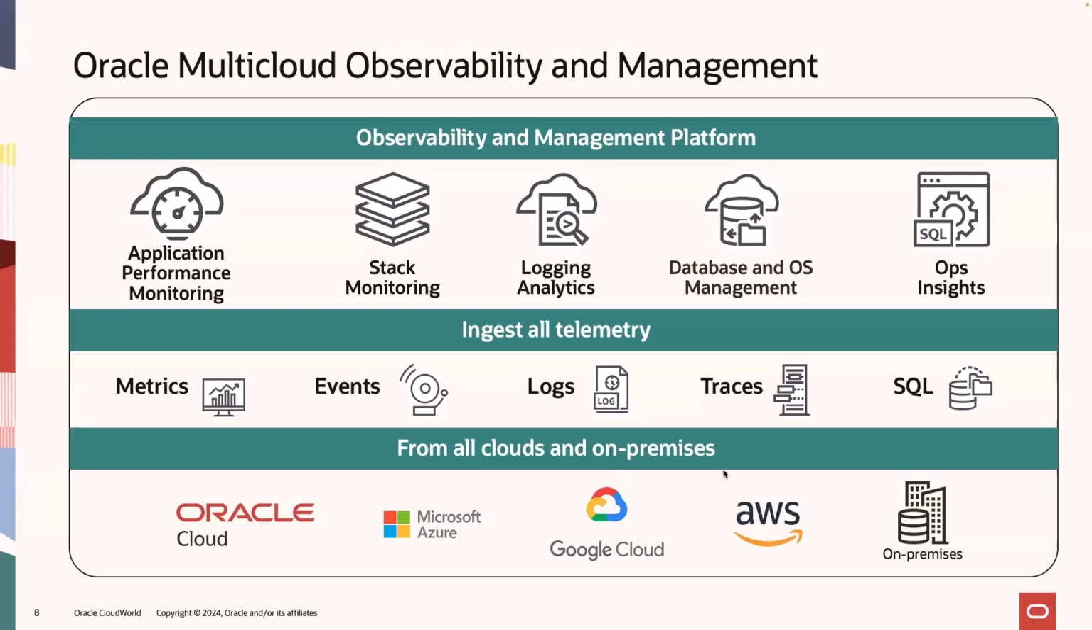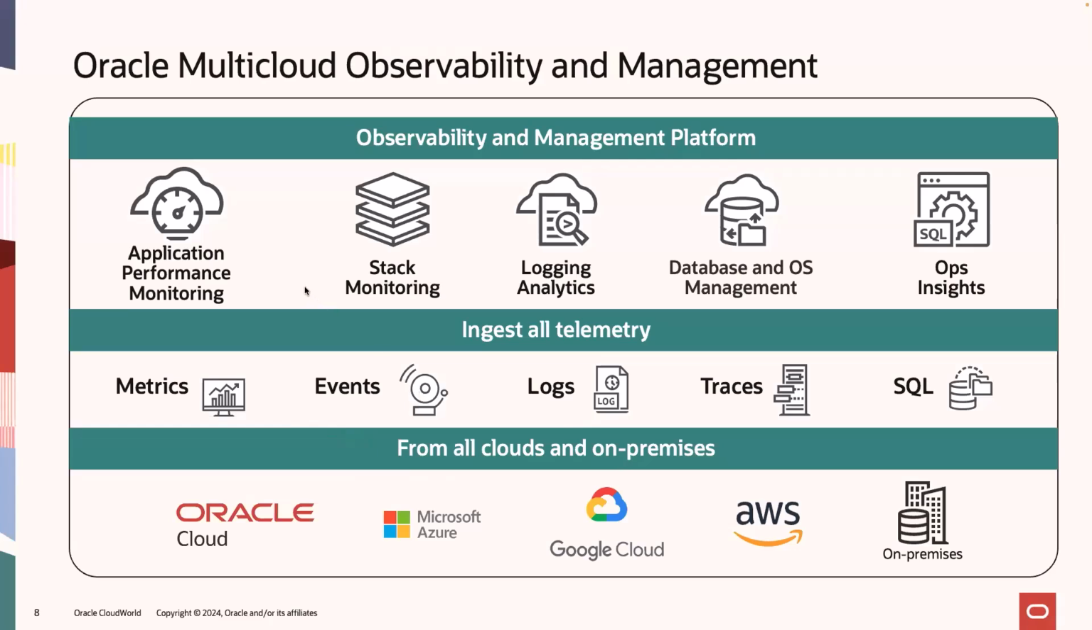So what you're seeing over here is that we allow ingesting data from different sources, right? Whether it's various CSPs, cloud service providers, OCI, Microsoft Azure, Google Cloud, and AWS, or even on-premise, we have support for that. We ingest that data, and the types of telemetry data that we ingest are metrics, events, logs, traces, and SQL. We call this MELT.